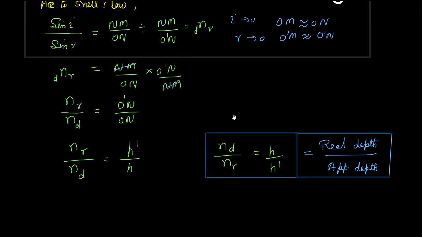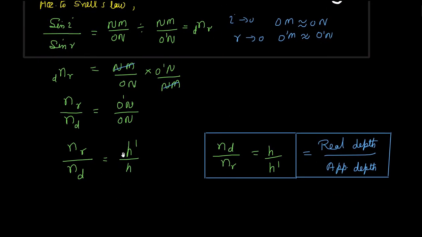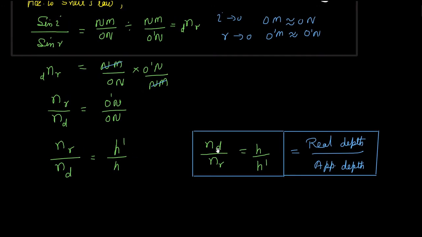Substituting, Nr by Nd equals h dash by h. So what is the refractive index of denser medium by refractive index of rarer medium? That is h by h dash, which is equal to real depth by apparent depth.